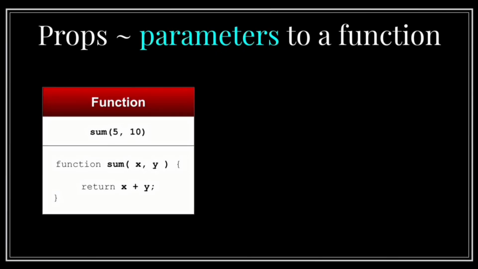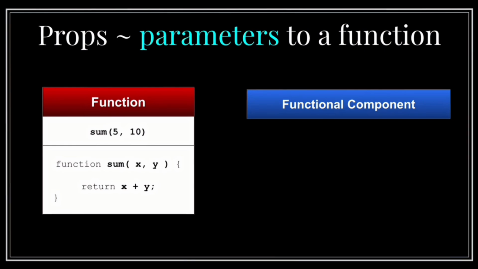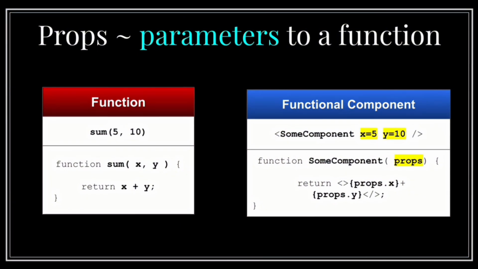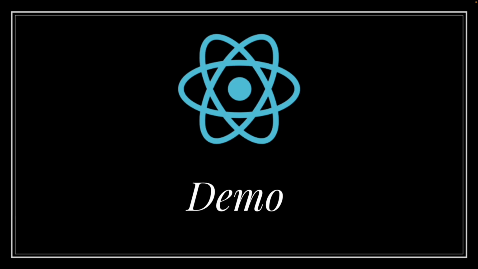Props are like parameters to the function. If you look on the left hand side, this is a function sum with two parameters. Let's look at a functional component, sum component. If you want to pass props, we'll pass them as attributes, and those attributes can be read as an object inside the component. This is a good time to move on to demo. Let's see how props are used in React.